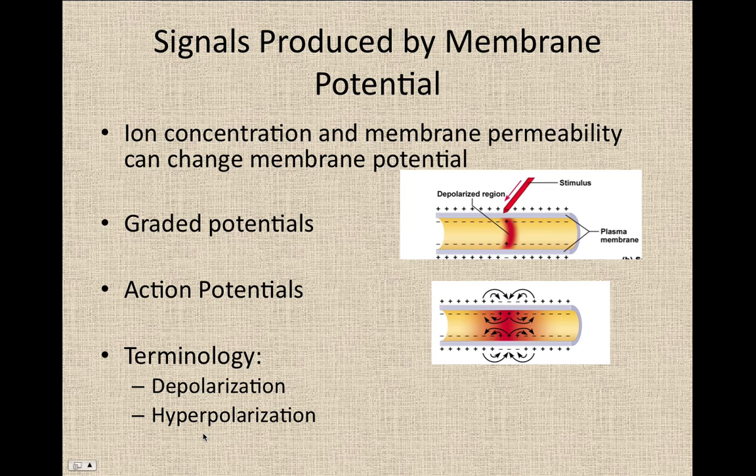Hyperpolarization is going to take the resting membrane potential and bring it farther away from threshold. It's almost like taking that same ball and squishing it so that the north and south poles are going to be spread farther apart. So in this case, you're going to make the inside of the cell more negative. In depolarization, you make the inside of the cell less negative or more positive.